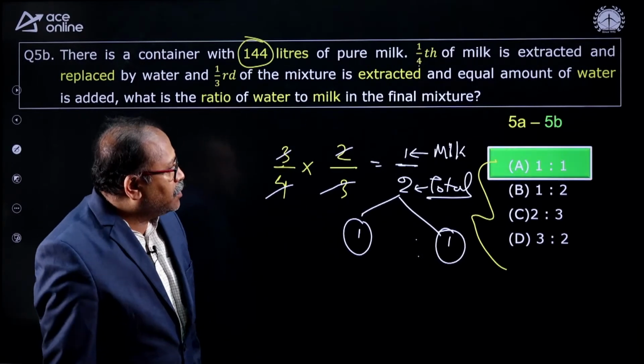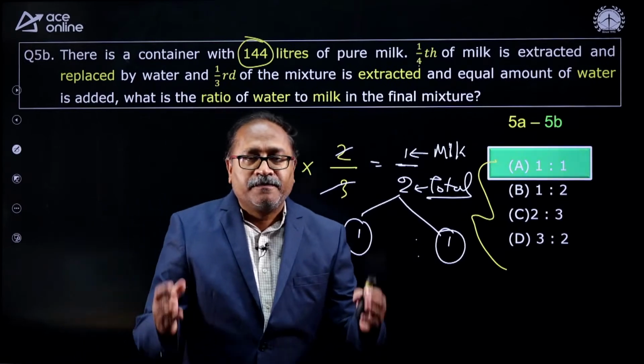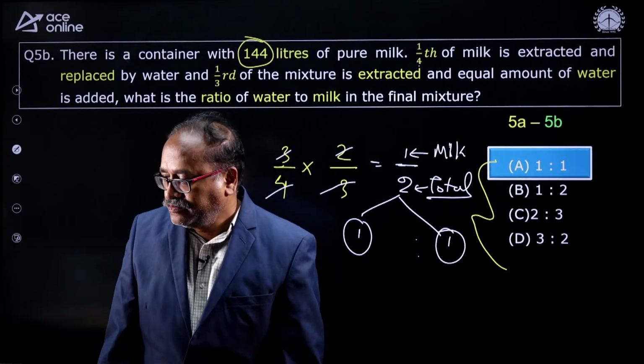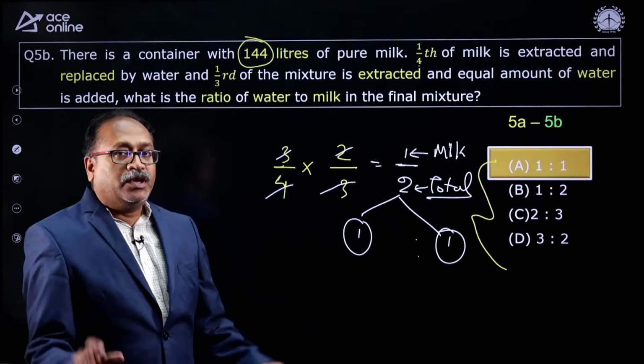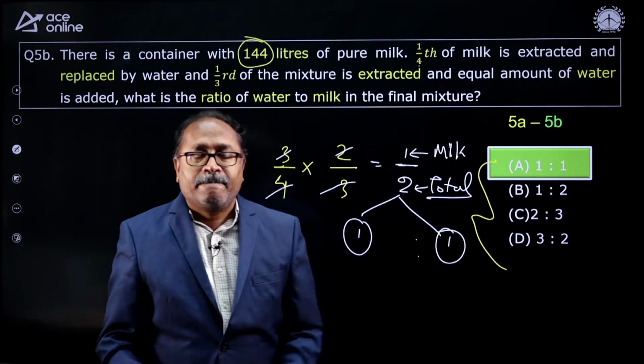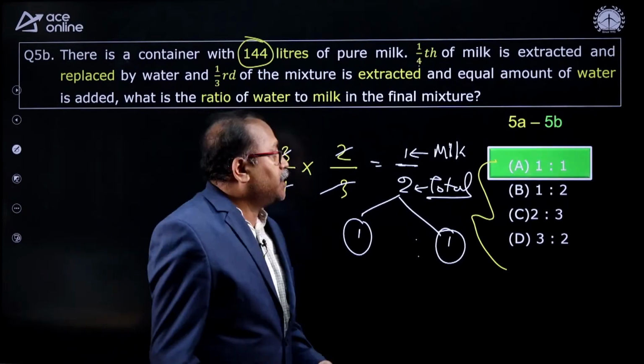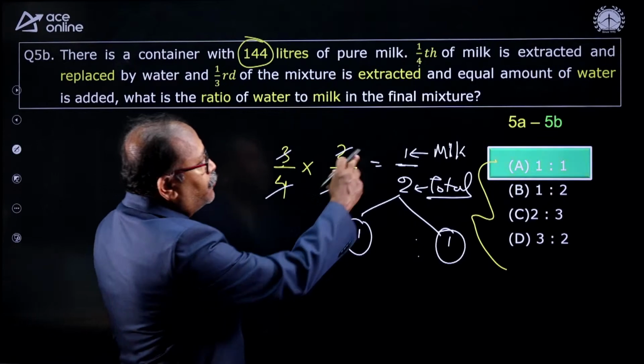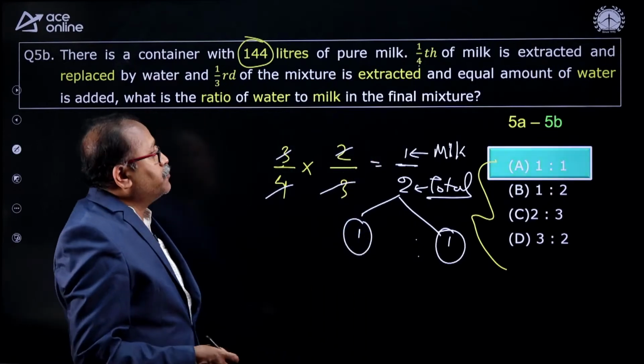Okay, Aman says C. No, my brother, it's A. It's A. Okay. Not to worry, you are learning. You are learning here, sir. That's good.